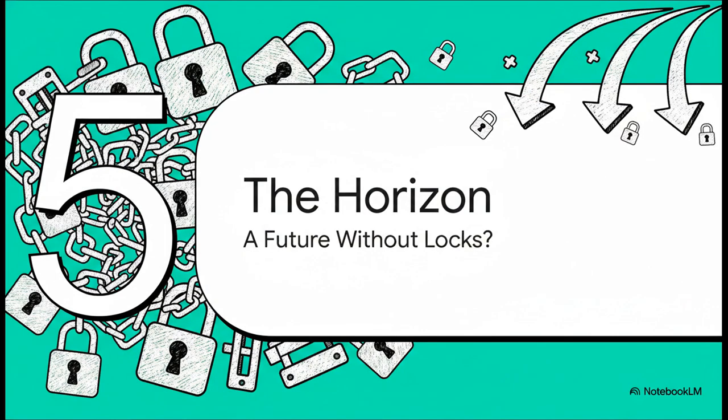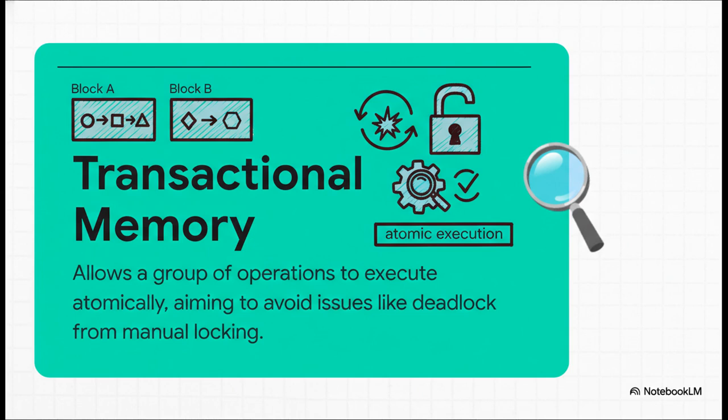All this complexity with locks and deadlocks and all these trade-offs has led a lot of smart people to ask a really fascinating question. Can we get the safety of concurrency without having to manage all this stuff ourselves? And this brings us to the horizon, a potential future without locks. One of the most promising answers is something called transactional memory. The idea is to let developers wrap a bunch of operations in a transaction. You just tell the system, hey, make this whole block of code happen atomically. The system then figures out how to do it, using optimistic techniques under the hood and automatically retrying if there's a conflict. It's an attempt to give us the best of both worlds: simple code and amazing concurrent performance.